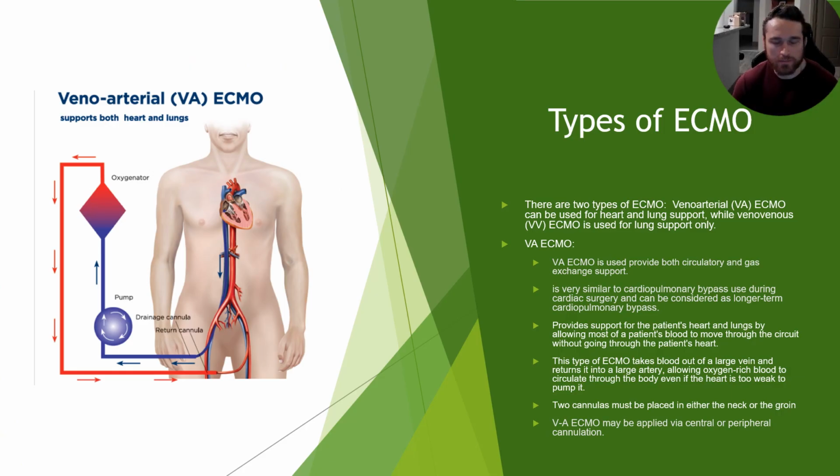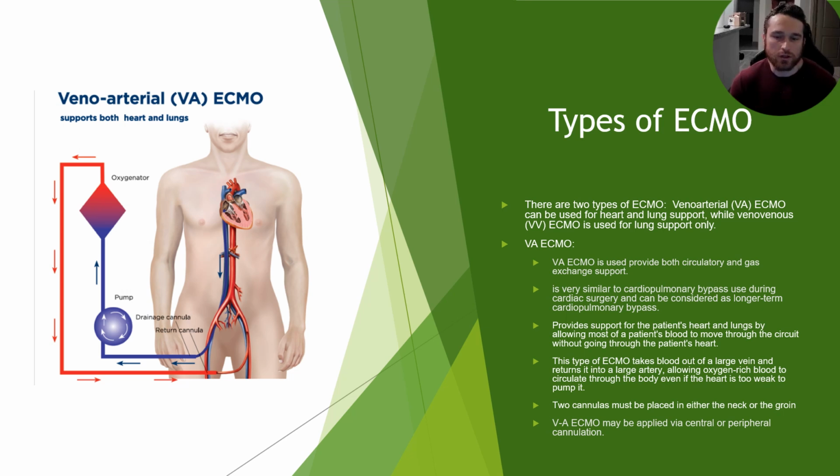So we're going to go over both types of ECMO here. We're going to start off with VA ECMO. You can see a little diagram on the left over there. Cannula being placed in the vein, going through the ECMO pump, and coming back into the patient's body to circulate blood throughout the system. So VA ECMO is used to provide both circulatory and gas exchange support.